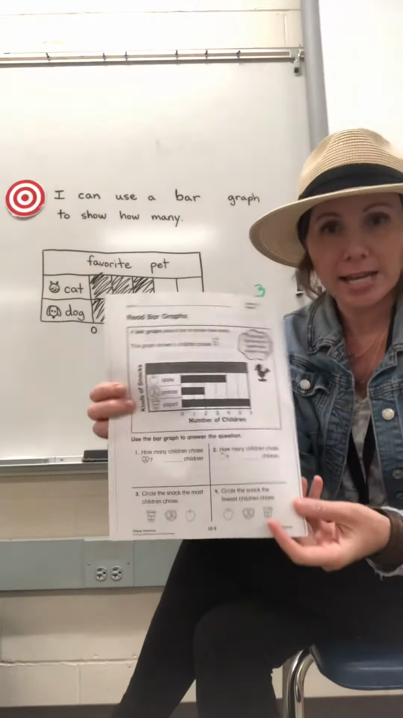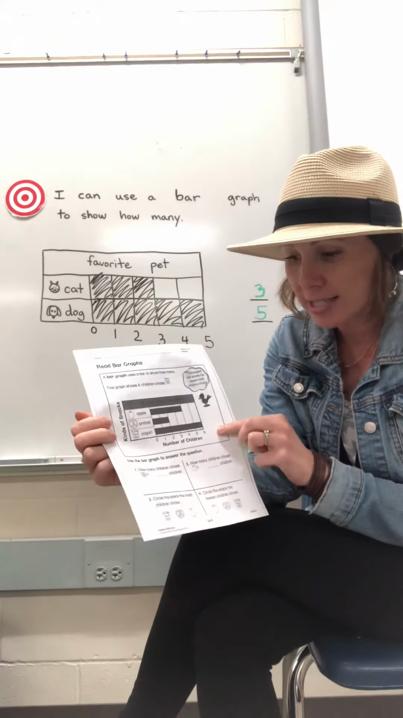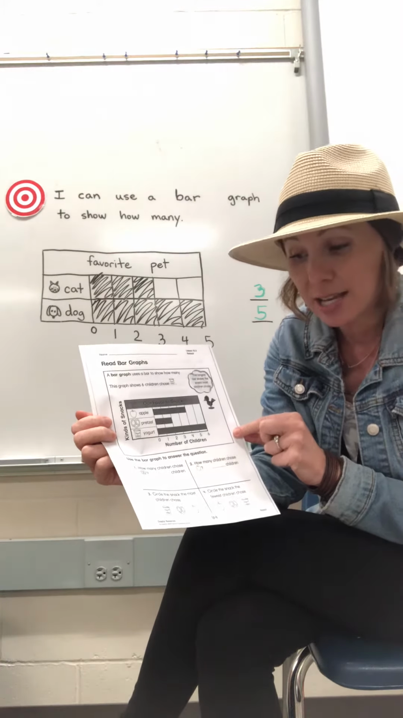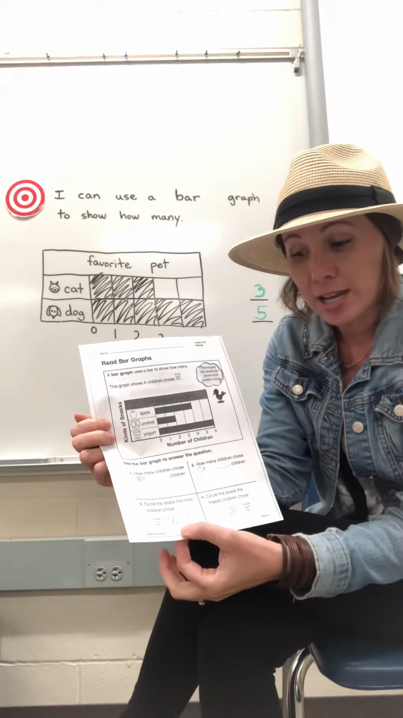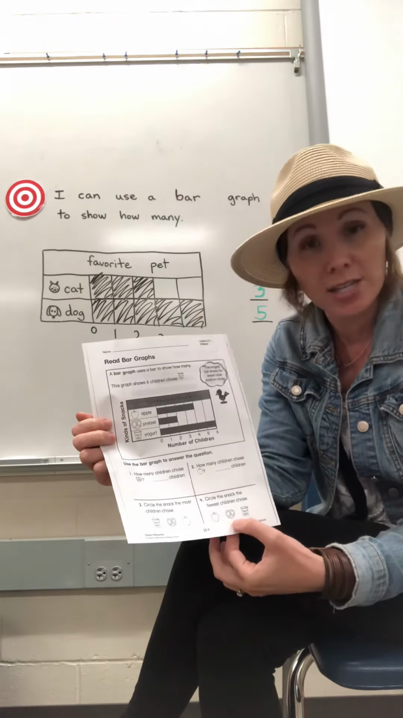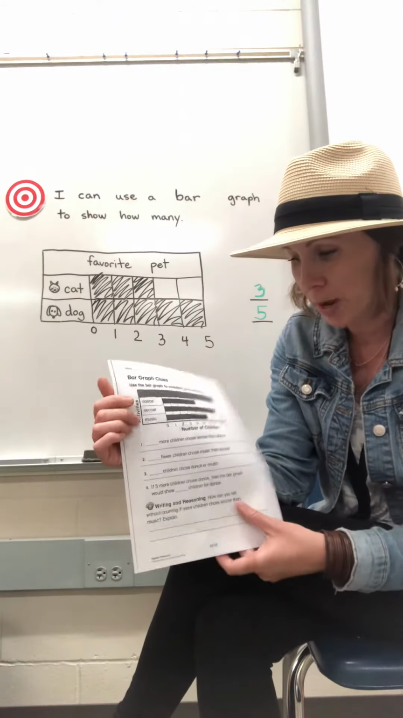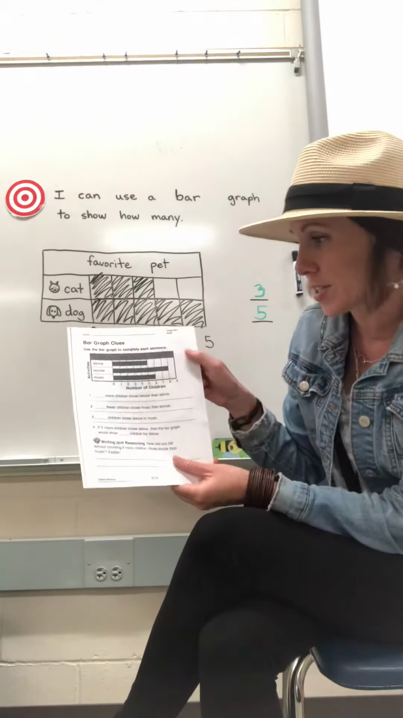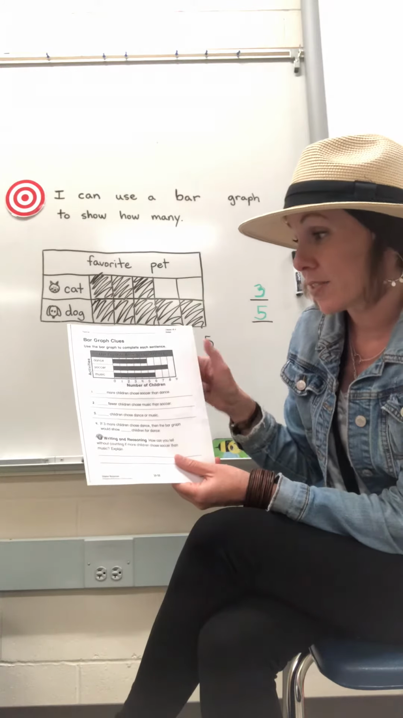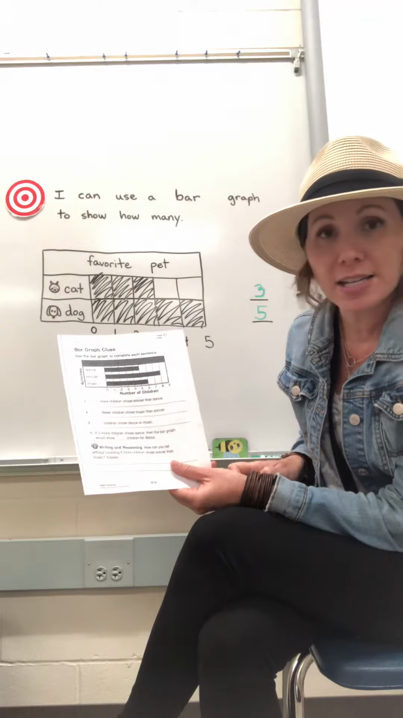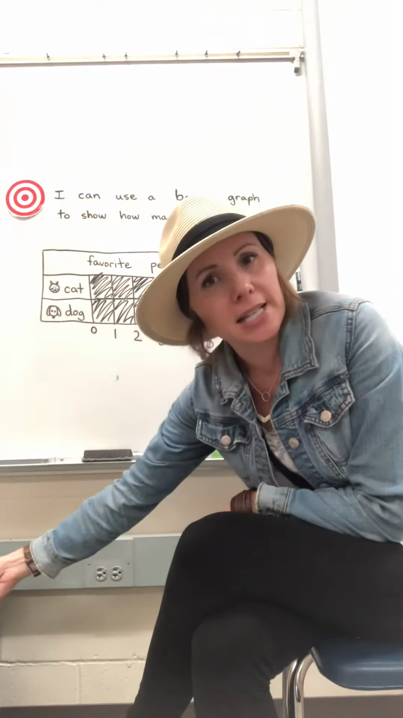You're going to be looking at this page that shows snacks, and you're going to tell how many kids like certain snacks. You're going to say which snack the most kids chose, which snack the least kids chose. And then on the back, you're going to compare some information too. They have favorite school activities, and they're going to ask you questions like, how many more children chose soccer than dance? Let's try that with pets.